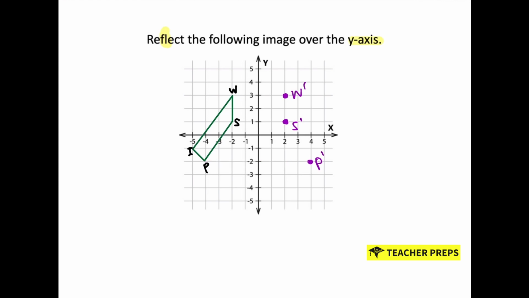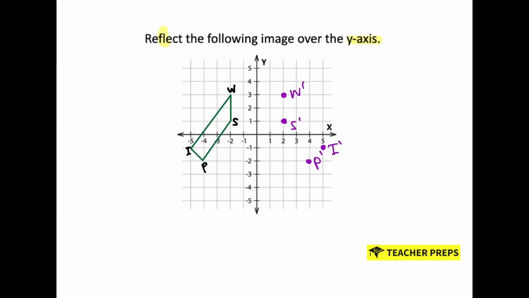And then finally we have I. I is 1, 2, 3, 4, 5 units away from the y-axis, so on the other side we're going to go 1, 2, 3, 4, 5 units away. And now we have I prime. We have our new image reflected over the y-axis. If we were going to fold this coordinate grid over the y-axis, the two images would land on each other.